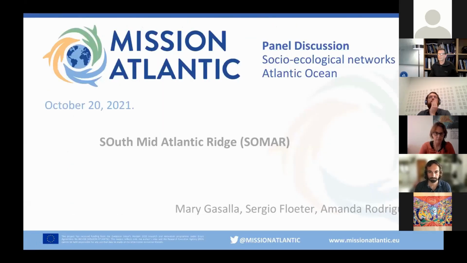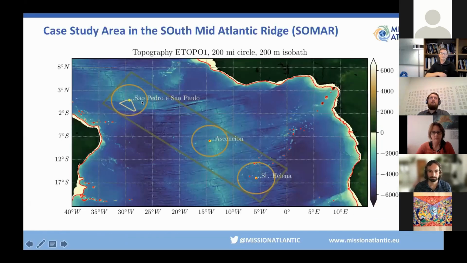So yes, we are moving down south. We are at the South Mid-Atlantic Ridge now. We are in the South Atlantic, and this is the area where we are studying. So the area is more on the equatorial and tropical band of the South Atlantic, and it covers 3 main islands of the mid-ridge, which are the archipelagos St. Peter and St. Paul, the Ascension Island and St. Helena Island. So we are looking at the 3 EEZ, and also the areas beyond national jurisdictions among the 3 islands. And this is a very interesting case study because we are looking at connectivity patterns between the islands and also ocean processes.